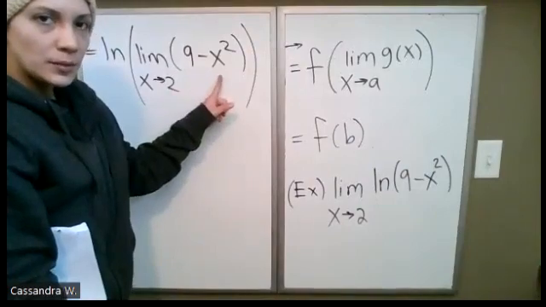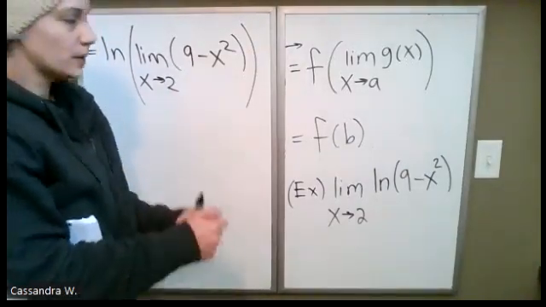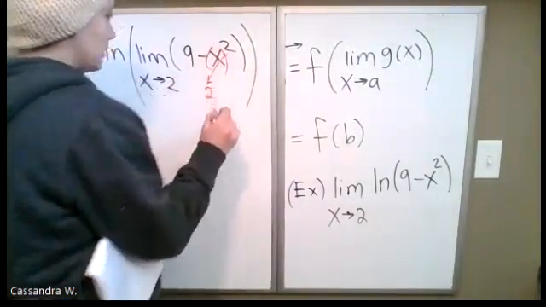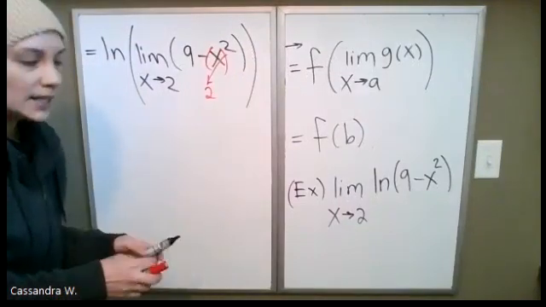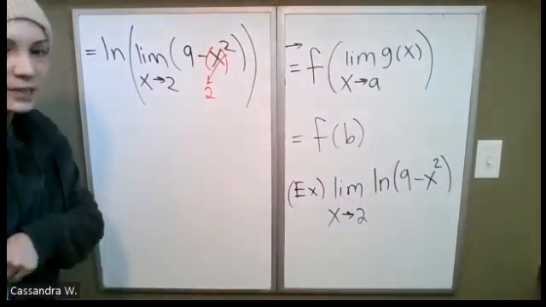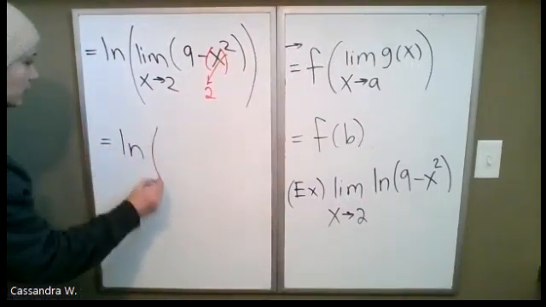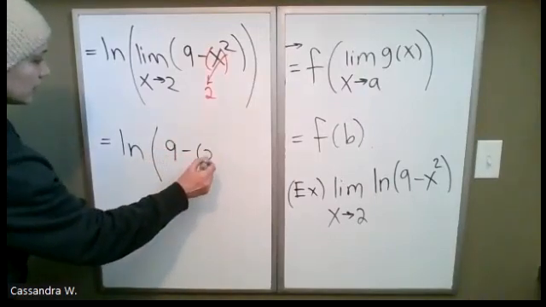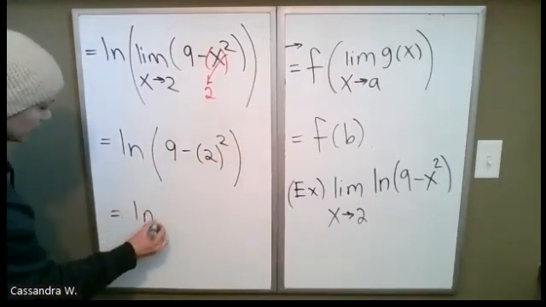Okay, this is just a polynomial, which means I can just put that number right in there and have x go to 2. And once I have taken the limit and x approaches that number, I don't need the limit notation anymore. And I just have ln of 9 minus 2 squared, which is ln of 9.